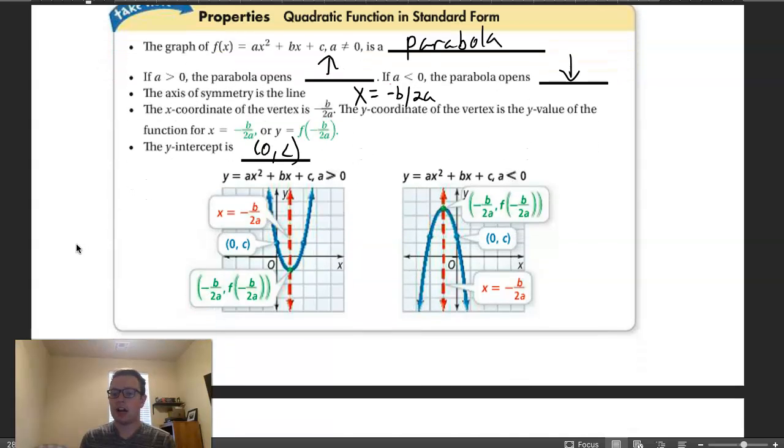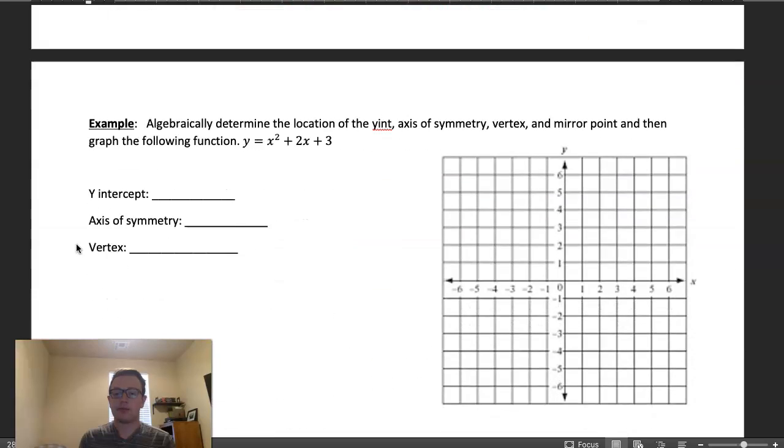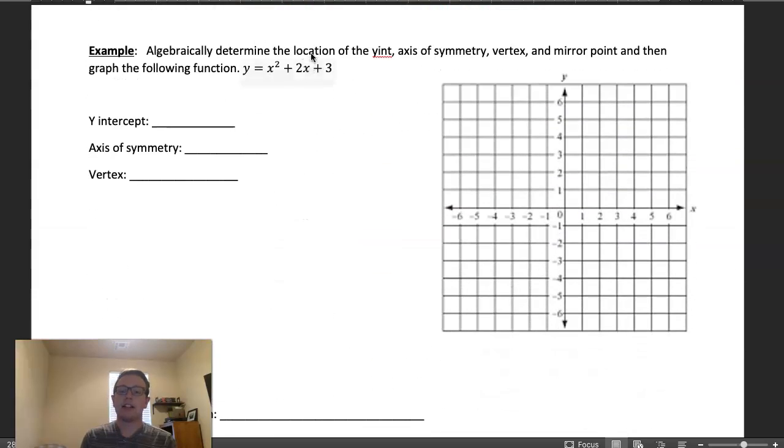So let's go ahead and do some practice problems with this. We're going to algebraically determine the location of the y-intercept, the axis of symmetry, the vertex, and a mirror point, and then graph this function. So we have the function y is equal to x squared plus 2x plus 3. Our y-intercept is the constant. Our y-intercept is c, so this is the point 0, 3.